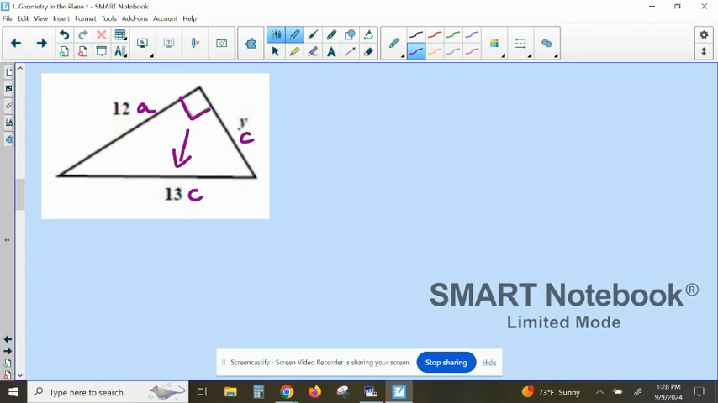I mean B, my bad. Thank you. That's our B. So we got A squared plus B squared equals C squared. Plug those in. So what do we got here? 12 squared plus B squared, or Y squared, whatever you want to call him, equals 13 squared.